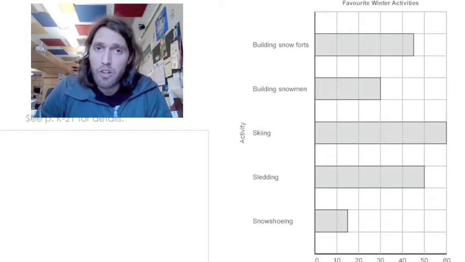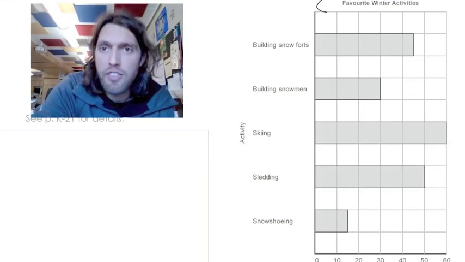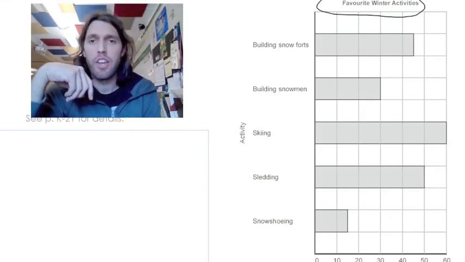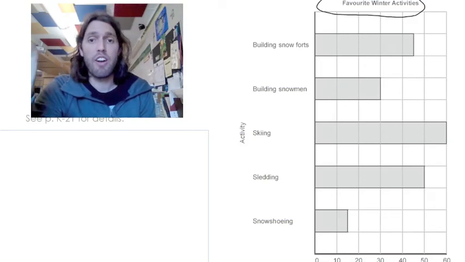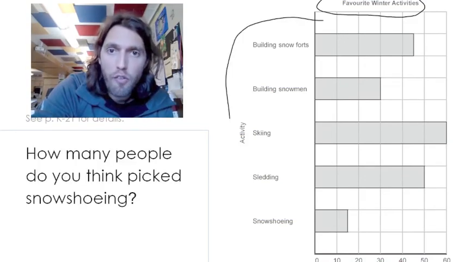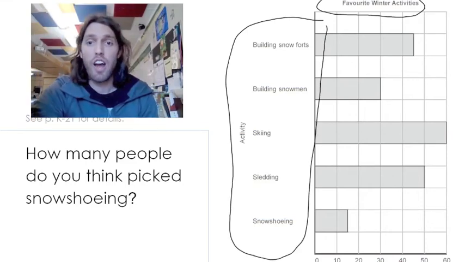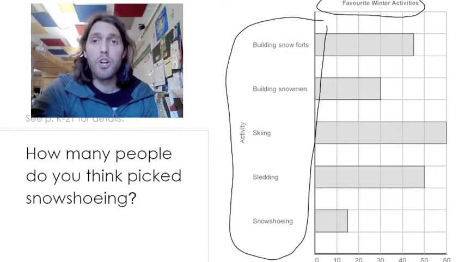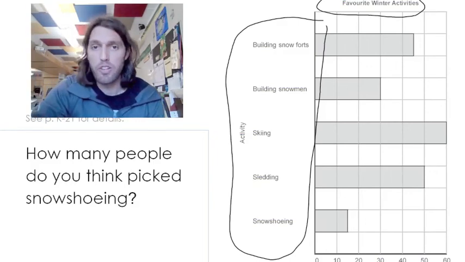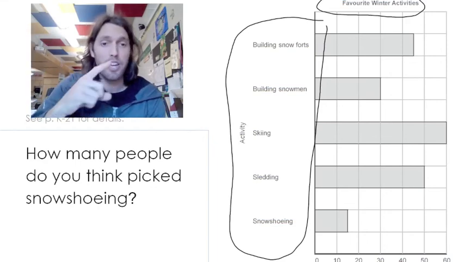Alrighty, so what does this graph show? So remember what we looked at last time? It was the title that we looked at first. So let's take a look at the title. So it was favorite winter activities. Excellent. So we're looking at people's favorite winter activities. And now which winter activities are we looking at? So it is building snow forts, building snowmen, skiing, sledding, and snowshoeing. So this graph shows the number of people whose favorite winter activities are either building snow forts, building snowmen, skiing, sledding, or snowshoeing in the winter. All right, excellent. I hope that's what you got.